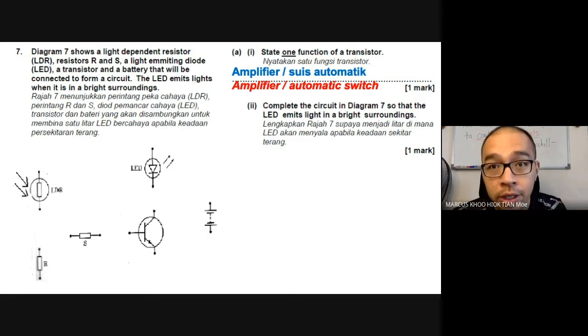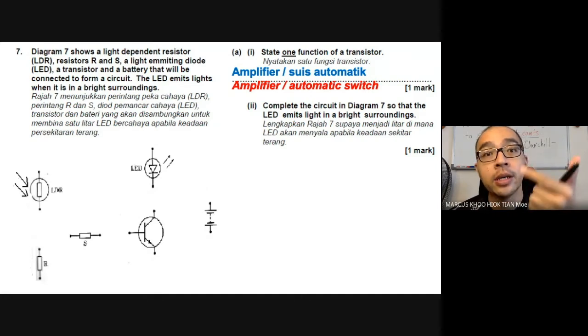The diode. Somebody asked me this question the other day. What if I say the diode is to rectify, to convert alternating current to DC current? That's one function. Another function is to allow the current to flow in one direction only. These are the only functions of a diode. Quite easy to remember.